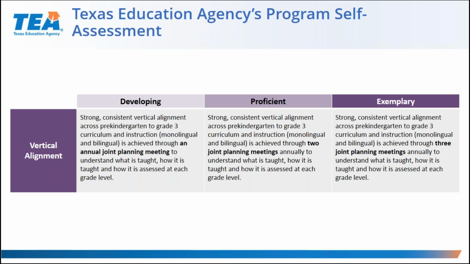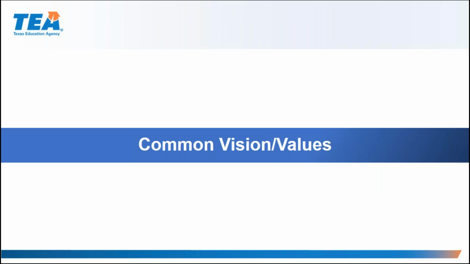There's 3 levels of developing, proficient, and exemplary. We want to make sure that we are utilizing joint planning meetings across grade levels to really support that vertical alignment. Ideally, there's at least 3 joint planning meetings annually. Now, that's a big number, and hopefully today's webinar will help you work through what that might look like and provide you some structure around that.